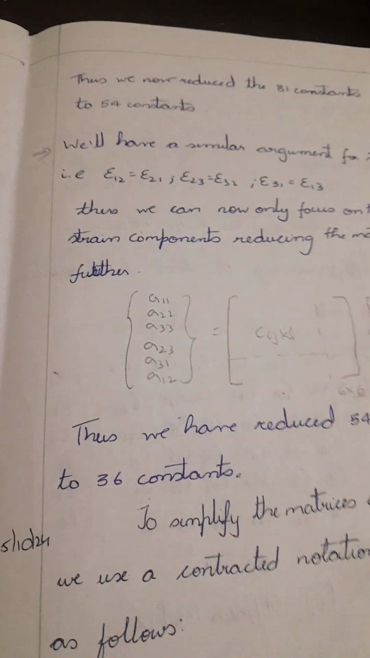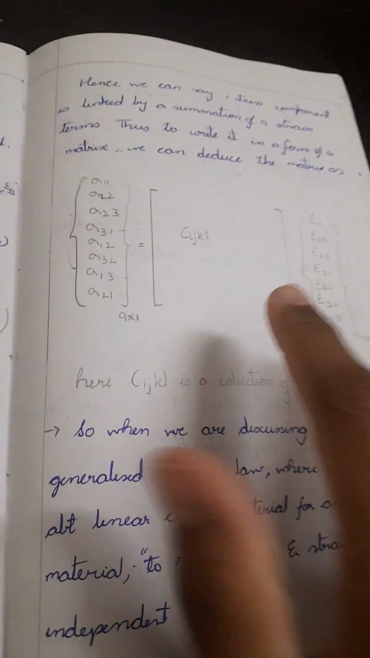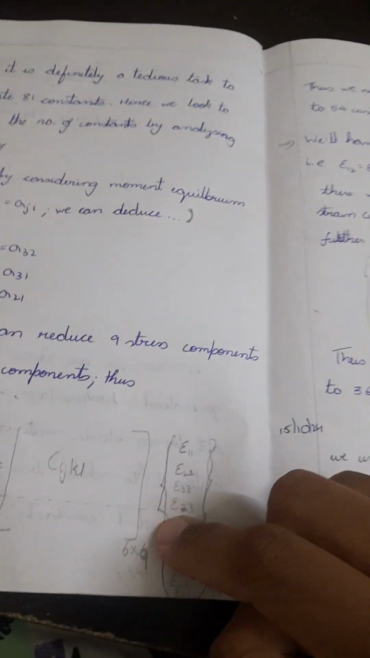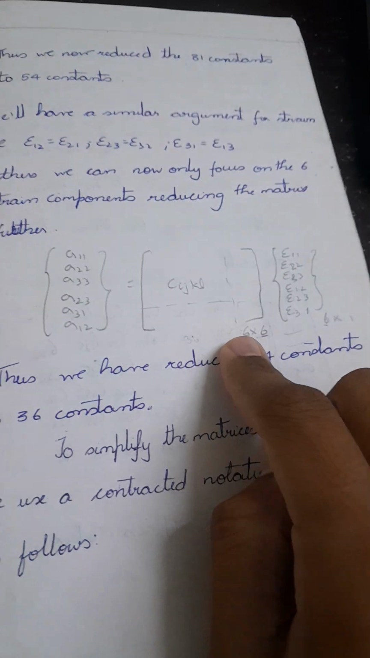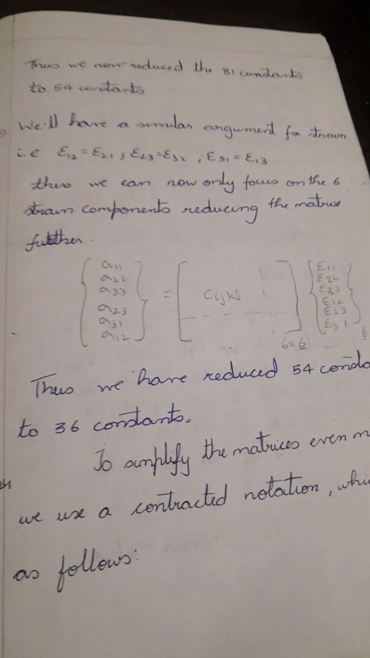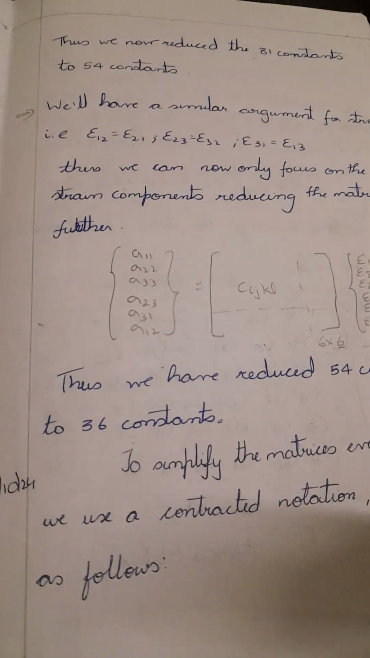Now see how fast we are actually reducing. From 81 elements, we've come to 54 elements. And significantly, we've dropped to 36 elements. Now, the rate of dropping of elements from here would be a little slow.